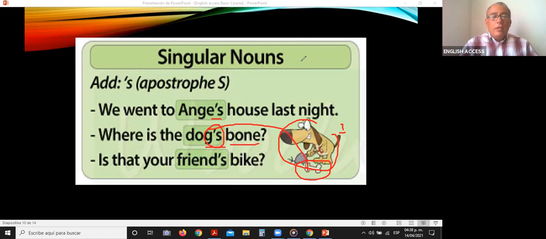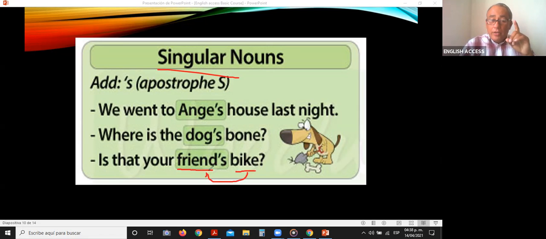Okay? We can use an animal, or we can use another noun like friend, only one friend. Remember, this is singular. So in this case, the bike belongs to my friend, only one friend. So I can say it's my friend's bike, or I can ask, is that your friend's bike? Because the bicycle belongs to my friend. This is with singular nouns.